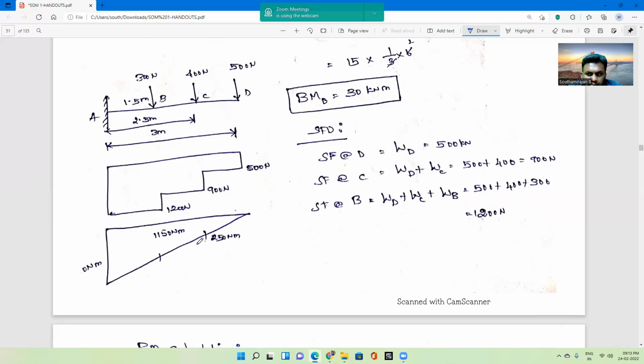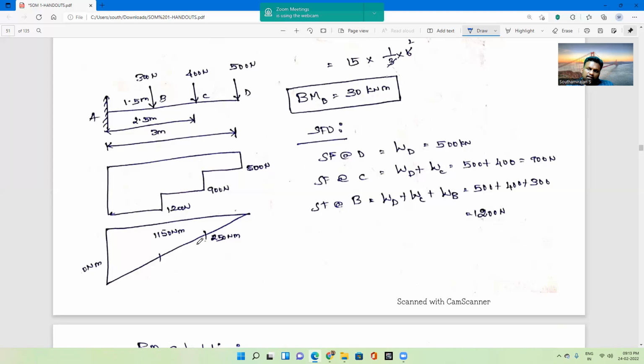So WD plus WC, that is 500 plus 400, will be 900 Newton. Next will be the shear force at B point. The shear force at B point is the accumulation of load along with the previously applied load at different points. So that will be WD plus WC plus WB, which is nothing but the load applied at D point, the load applied at C point, and the load applied at B point.